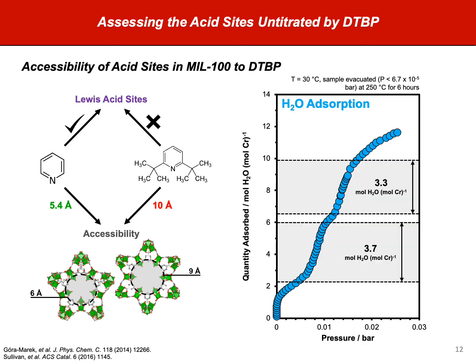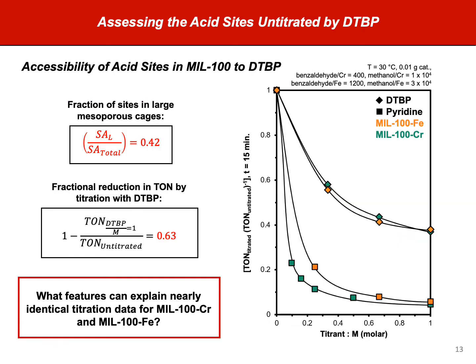So, based on water adsorption isotherms measured in our lab and molecular modeling studies from other groups, we're able to estimate the fraction of chromium atoms that reside in the larger cavities versus smaller cavities. And what we find is that about 42% of the total chromium atoms reside inside the larger cavities, which can presumably be accessed by DTBP, whereas the fraction of sites that can be titrated by DTBP, on the other hand, is 63%.